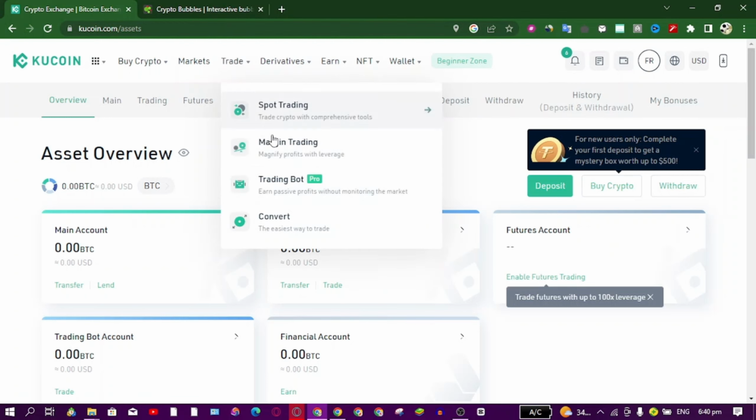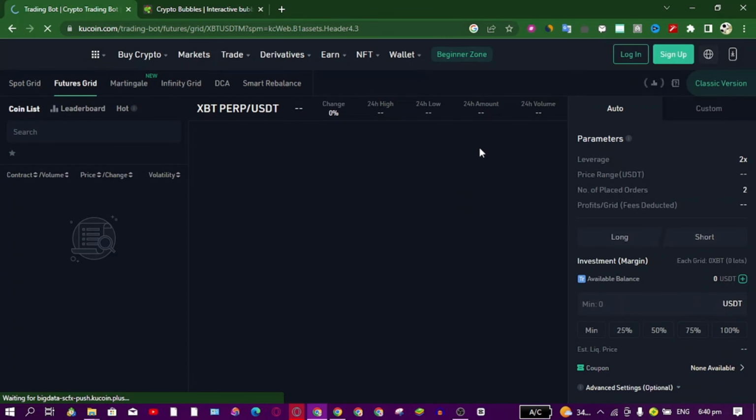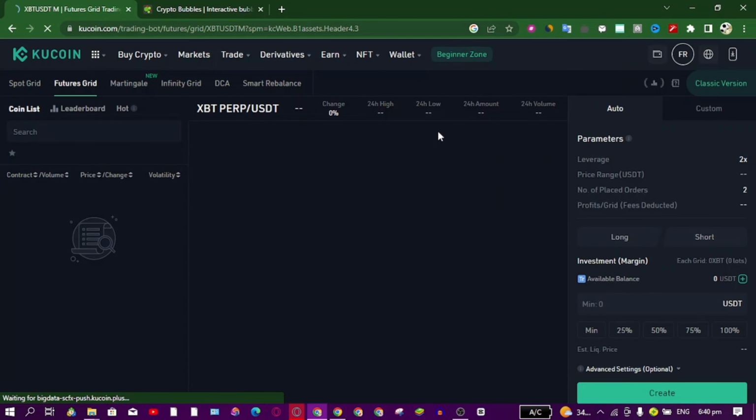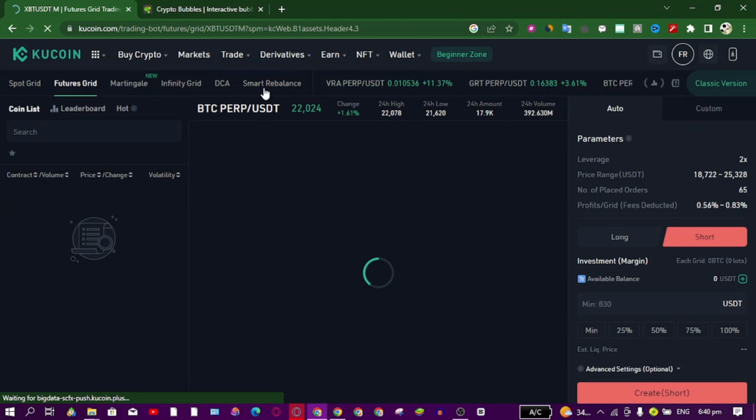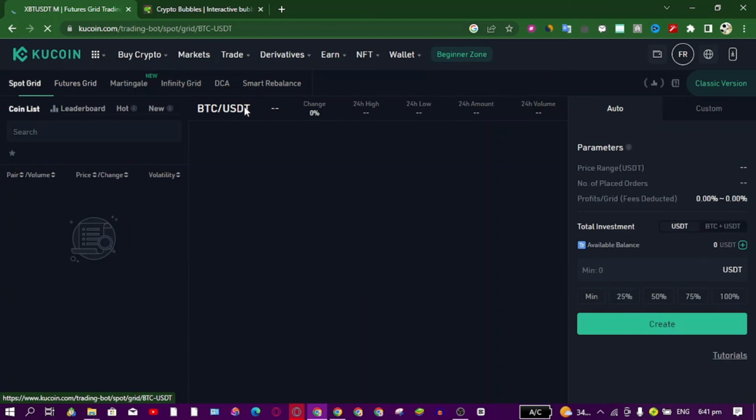Go to trade. Click on trading bots. Click on grid trading bots.